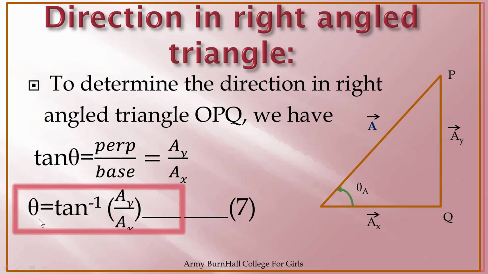Magnitude is equal to under root fx square plus fy square, or ax square plus ay square. It's up to you what name you give to the vector. And theta is equal to tan inverse of ay by ax.